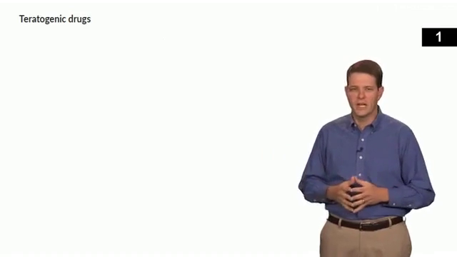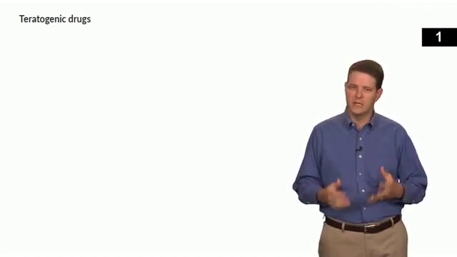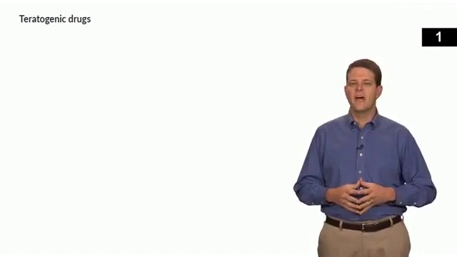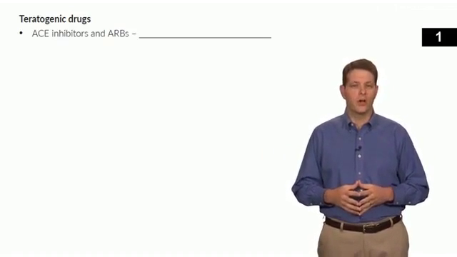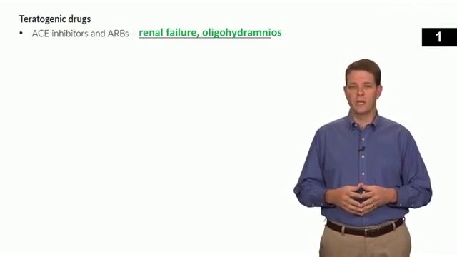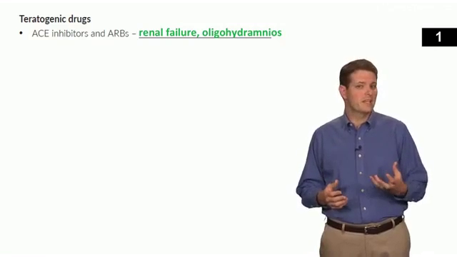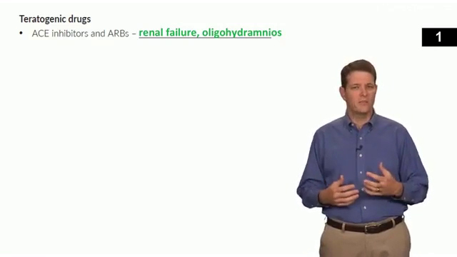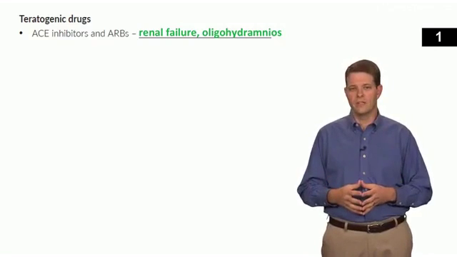So let's start with some teratogenic drugs. Take a look at your study guide. Now, this isn't meant to be a complete list, but it's a good start. The first one is ACE inhibitors and ARBs, which can cause renal failure and oligohydramnios. Now, we use these drugs to protect the kidneys in diabetic patients, so it's kind of easy to remember that they can cause renal damage in the fetus.